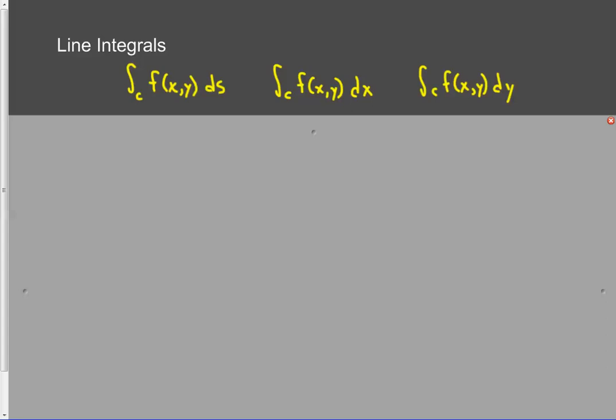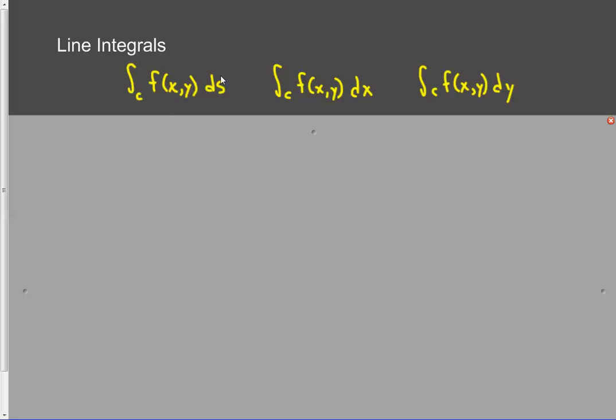So we've discussed line integrals in general. This is the generalization of a single integral that we learned in Calc 1. We have a function of 2 or even 3 variables, and we're integrating it now over a curve in 2D or 3D space. We have 3 versions of that.